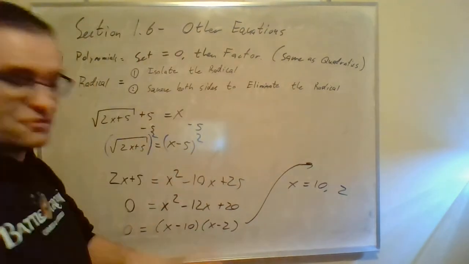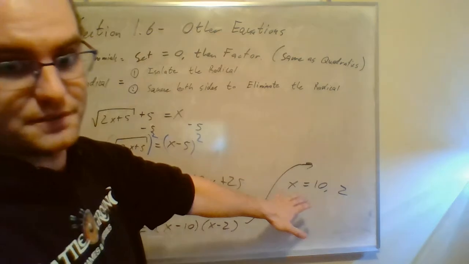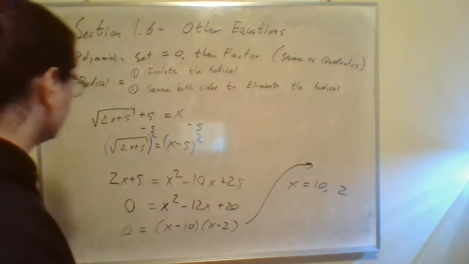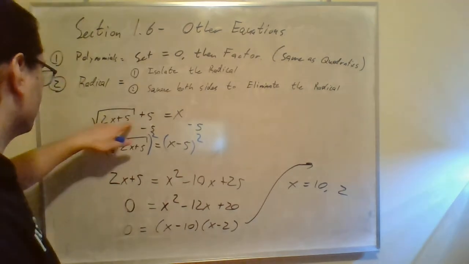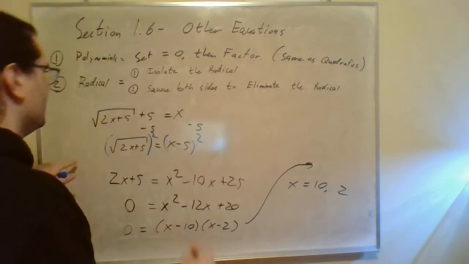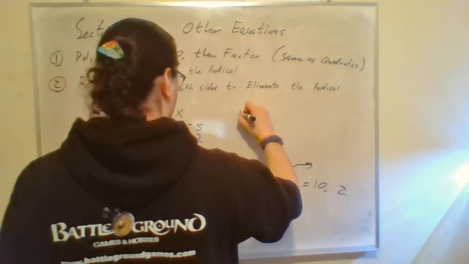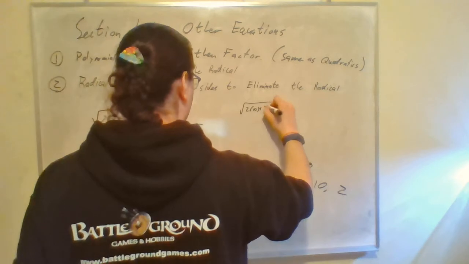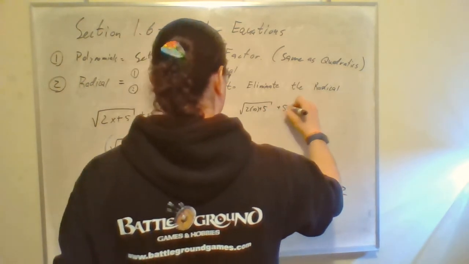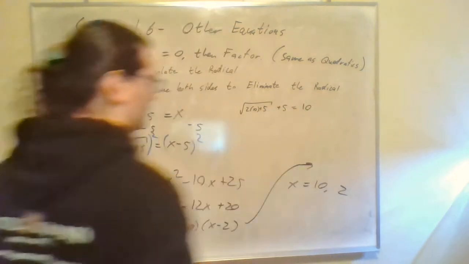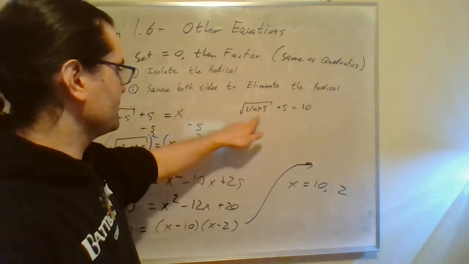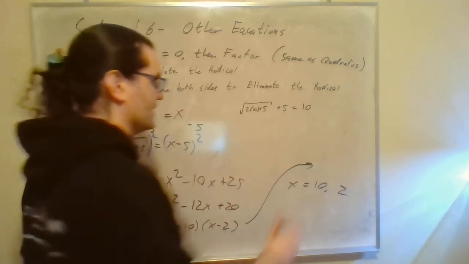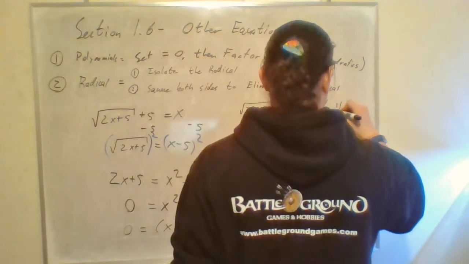And as usual, we have to check these. So I'm going to plug them back into the original. When you plug in 10, this looks like the square root of 2 times 10 plus 5 equals 10. Is that true? 2 times 10 plus 5 is 25. Square root of that is 5. Plus 5 equals 10. Yes. That one checks out and is happy.